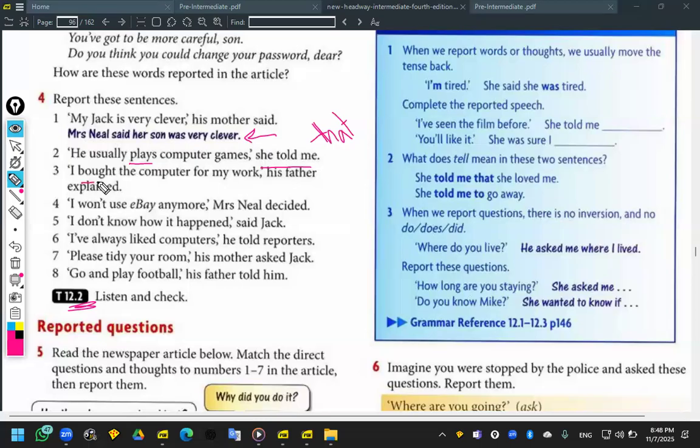I bought the computer for my work. His father explained that he had bought the computer for his work.